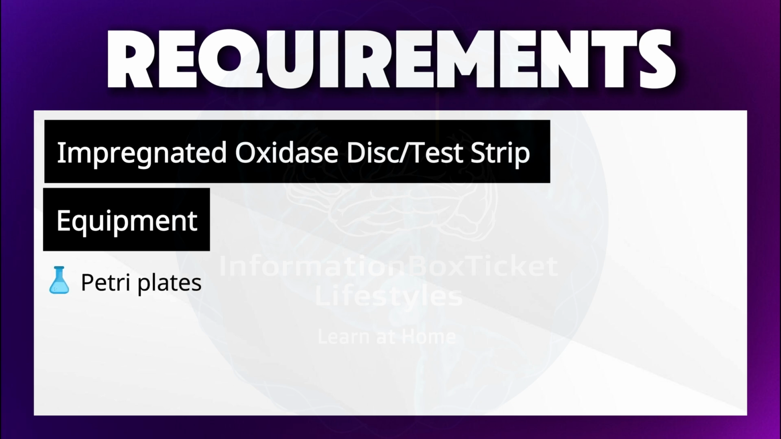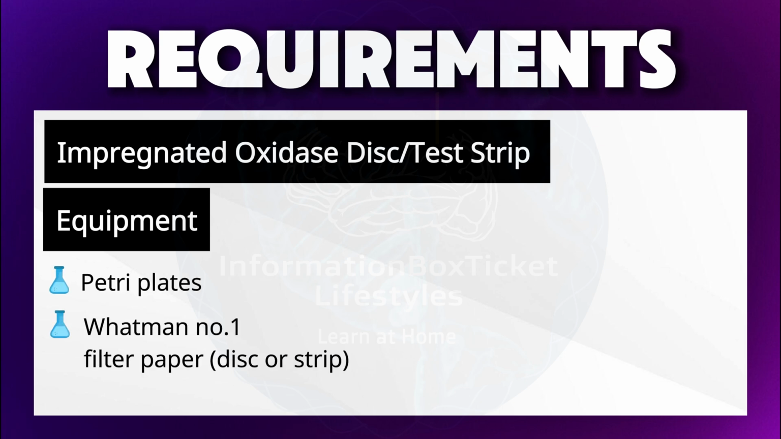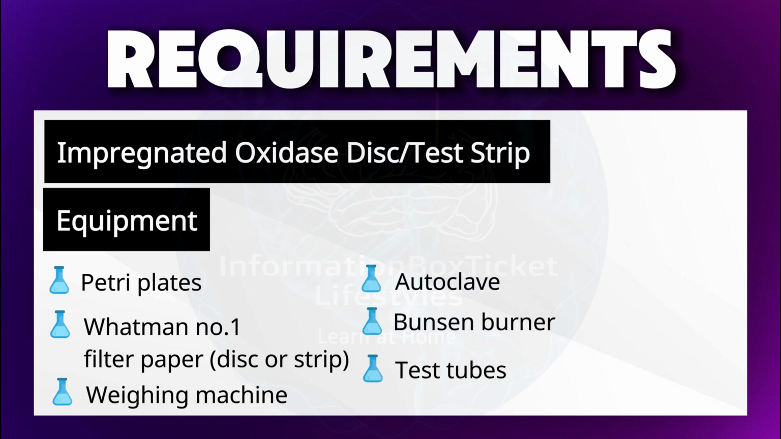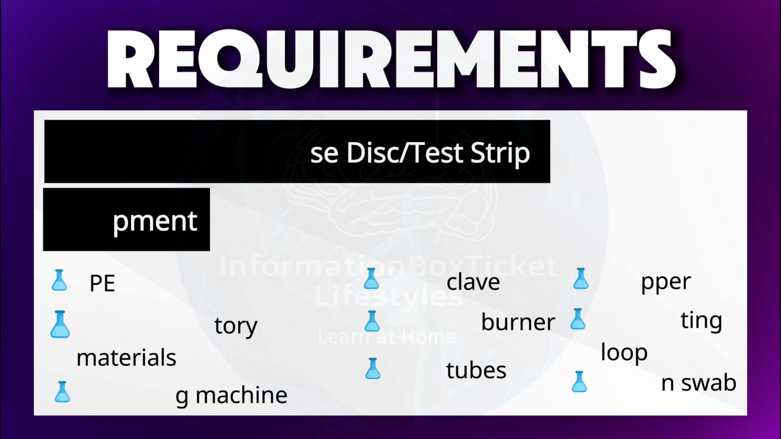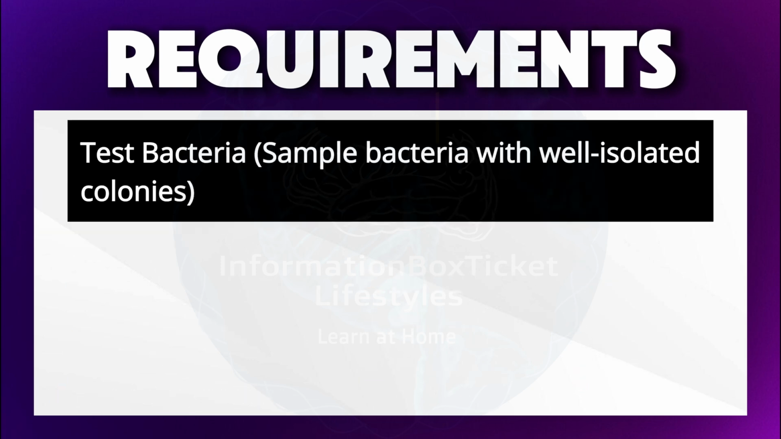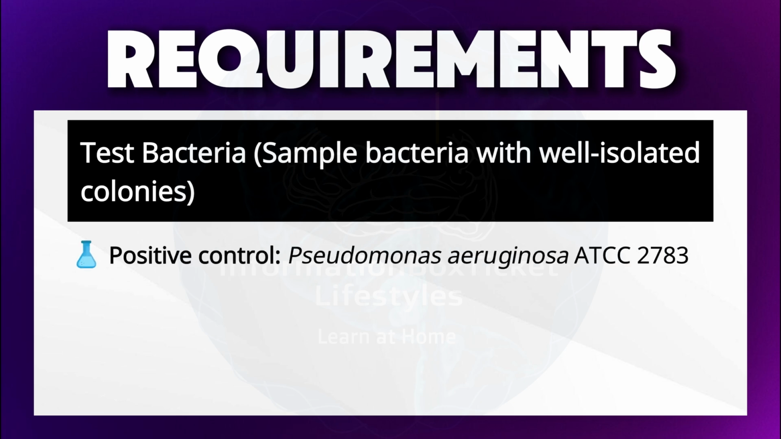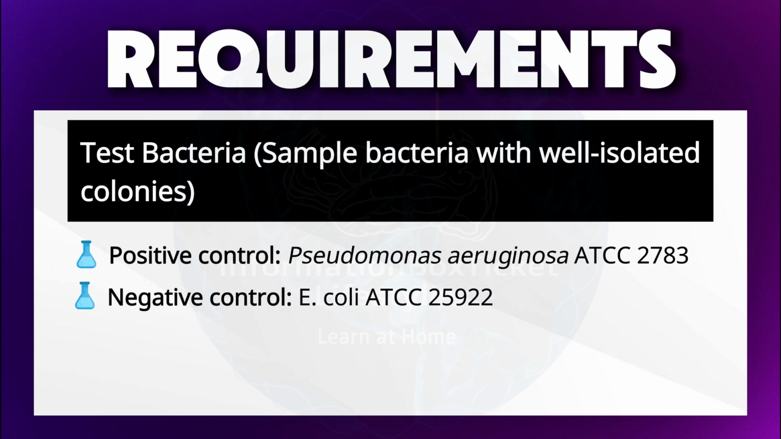Equipment: Petri plates, Whatman no. 1 filter paper, disc or strip, weighing machine, autoclave, Bunsen burner, test tubes, dropper, inoculating loop, cotton swab, PPE, and other laboratory materials. Test bacteria: sample bacteria with well-isolated colonies. Positive control: Pseudomonas aeruginosa ATCC 27853. Negative control: E. coli ATCC 25922.